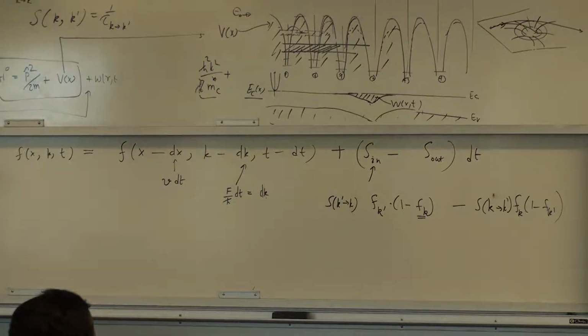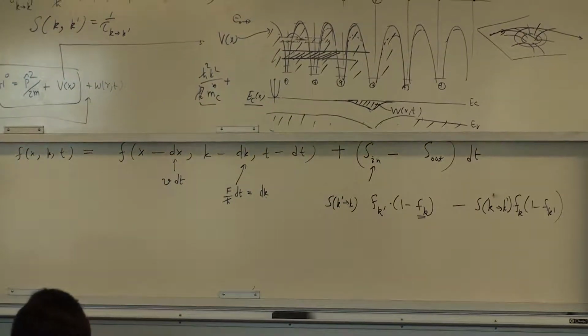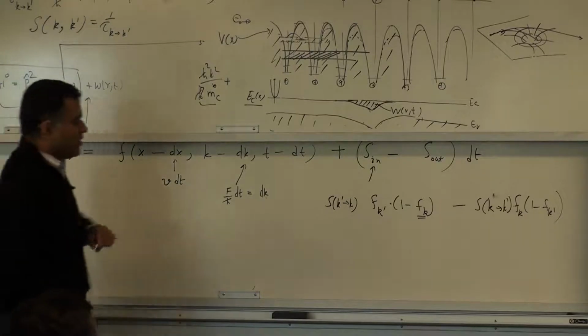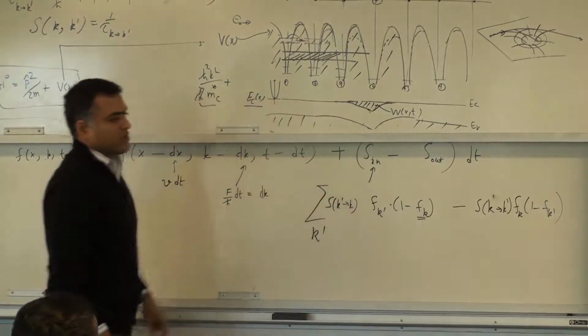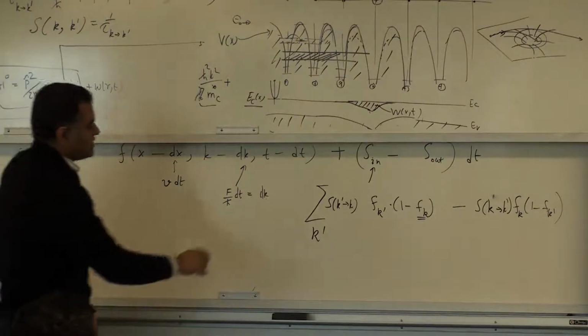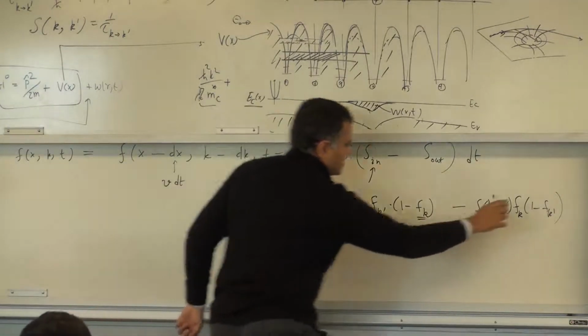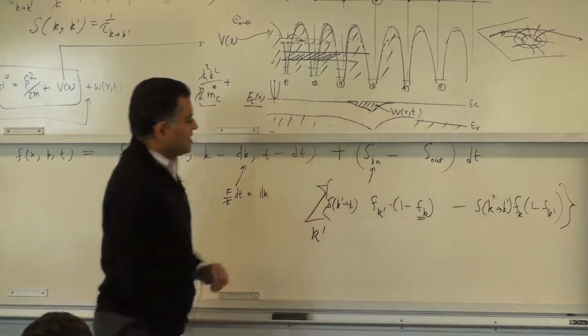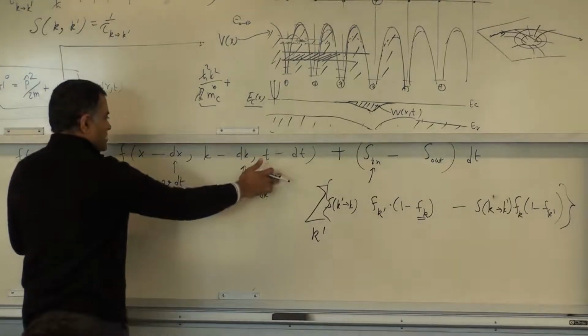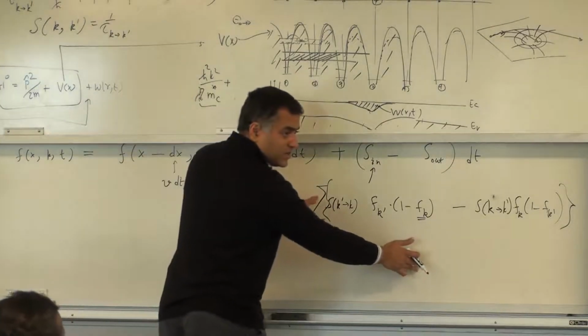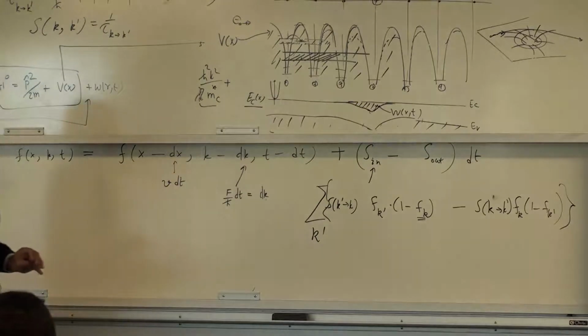But I want to add it for all possible other k prime states now. So I must sum it over all final k, all these states, right? So that's your total term there, the scattering term. This is also called the collision integral in various terms. And so this is the ballistic part, and this is the scattering part of the transport process.